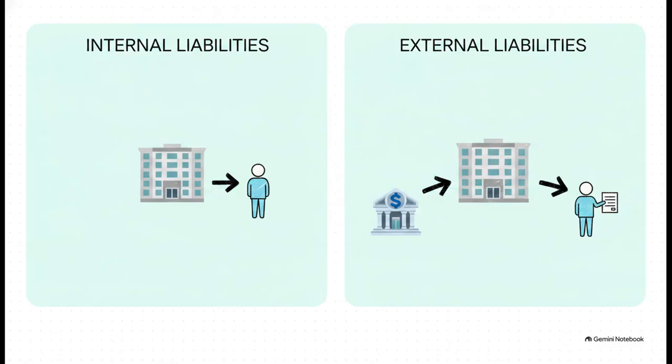And we can actually split these liabilities into two distinct camps. You have internal liabilities, which are the amounts the business must pay back to the owners, like that capital we just talked about. And then you have external liabilities, which is the money the business owes to outside parties, like a bank loan or a vendor invoice.